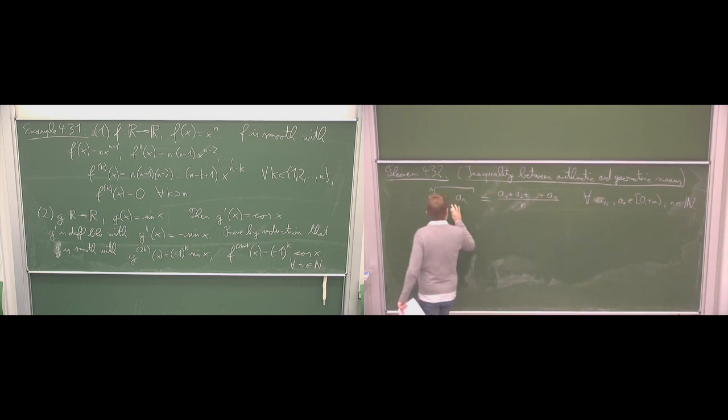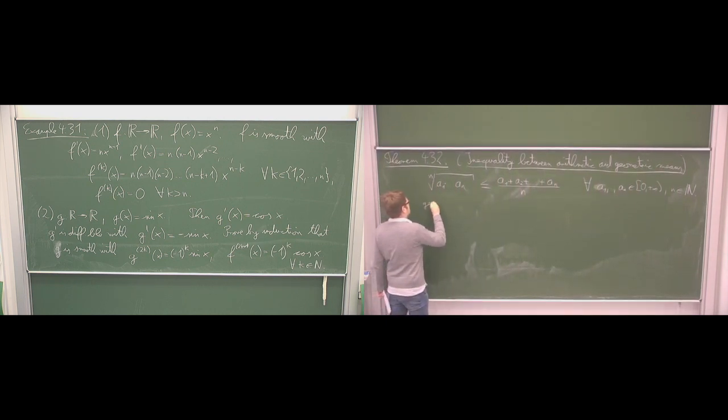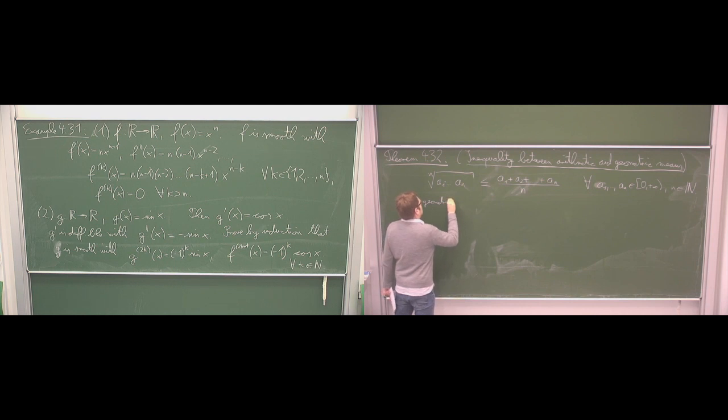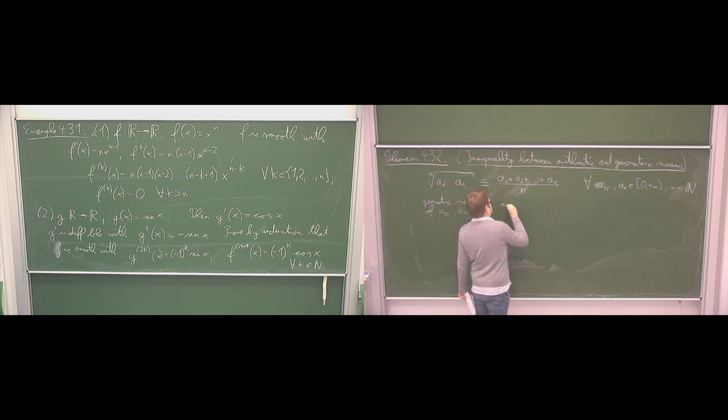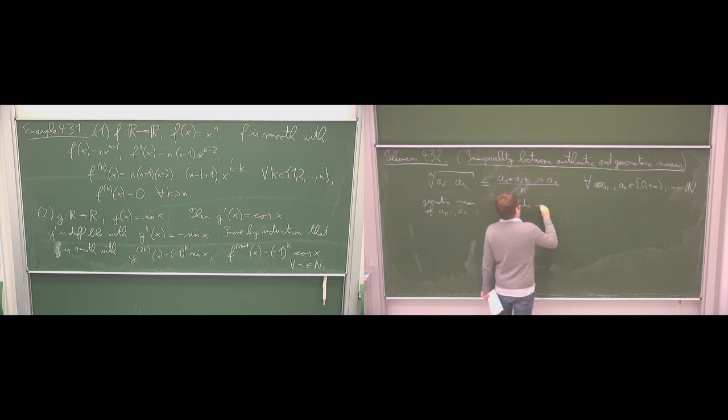Okay, this left-hand expression here is called the geometric mean of the numbers a1 to an. And this here is called the arithmetic mean of a1 to an.